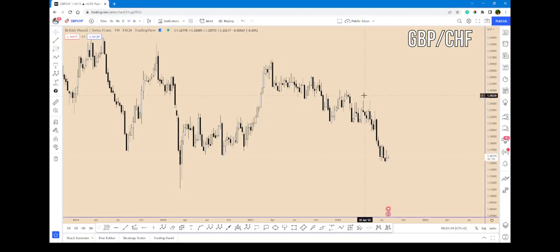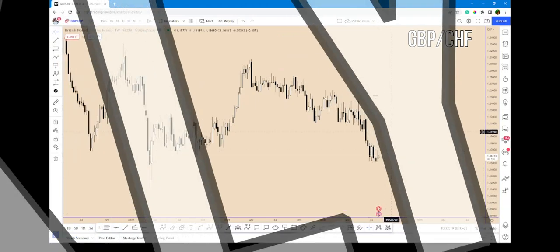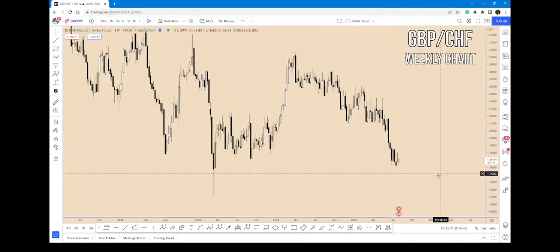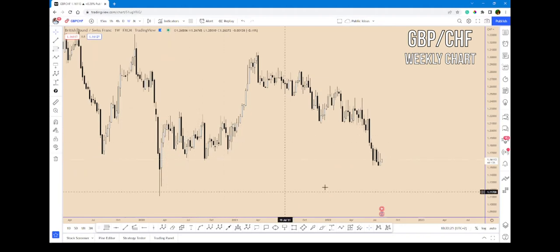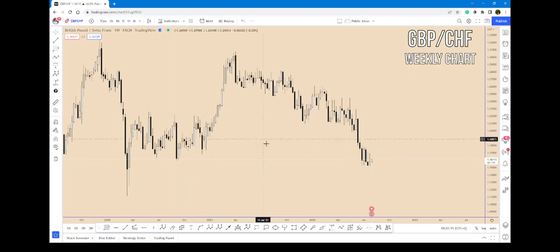Today we are going to look at British pound, Swiss franc, and we are going to make a market breakdown of what we can expect from this currency pair. We are going to look from the higher time frame, and after that we can look at how we can initiate the trade. So if you can see on the weekly chart, price is testing very low price levels here.